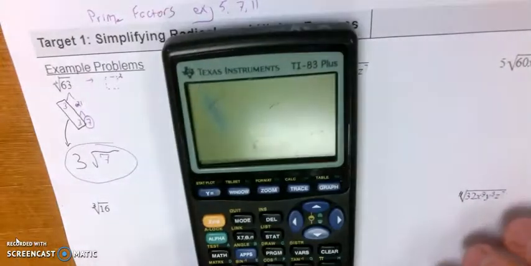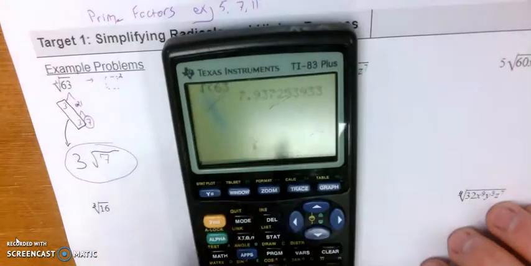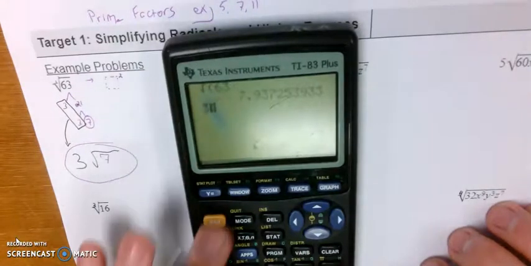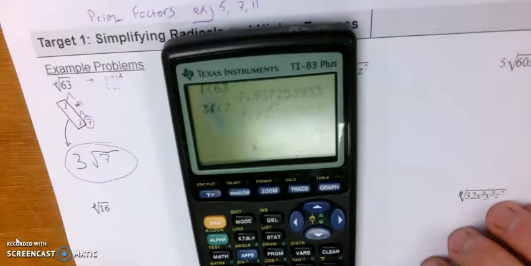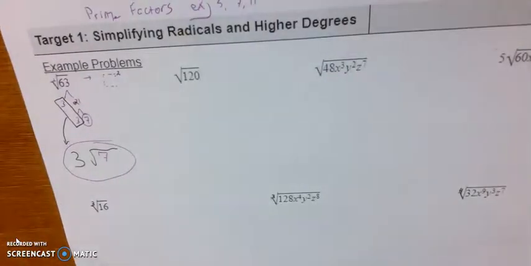And if you need proof, here we go. Square root of 63 is 7 point stuff. 3 times the square root of 7, guess what? Same exact value. All right, next one.